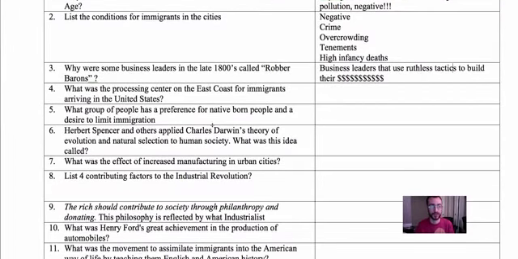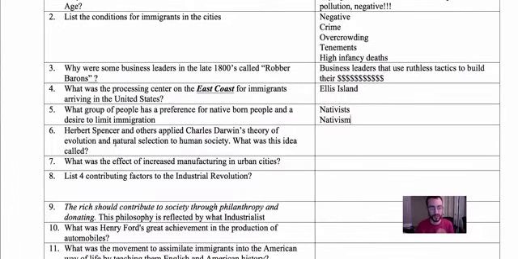Number four, what was the processing center on the East Coast for immigrants arriving in the U.S.? There's two questions on the test that look very similar, and you guys have to read them very carefully. So here, the key phrase here is East Coast. So the processing center on the East Coast, we know that that is going to be Ellis Island. Ellis Island. Number five, what group of people had a preference for native-born people and a desire to limit immigration? Those are nativists, or nativism. You can think of nativism as well. They have a preference for native-born people. That's why they're called nativists.